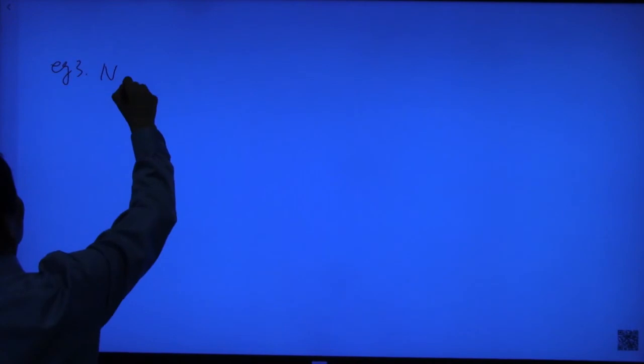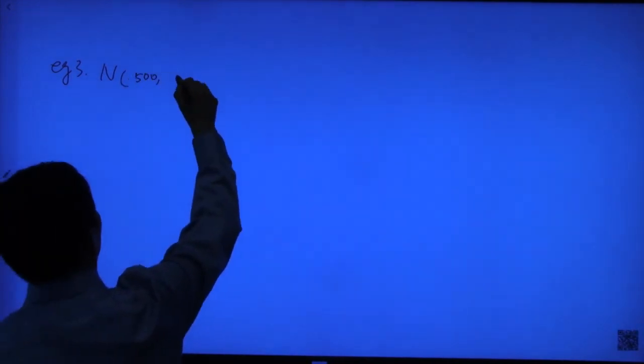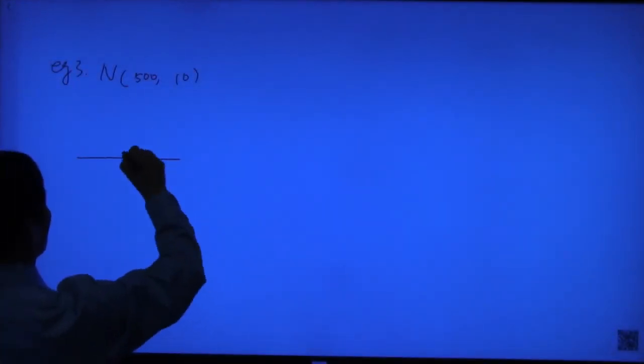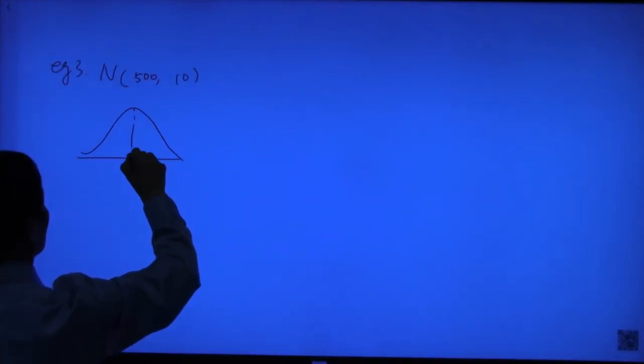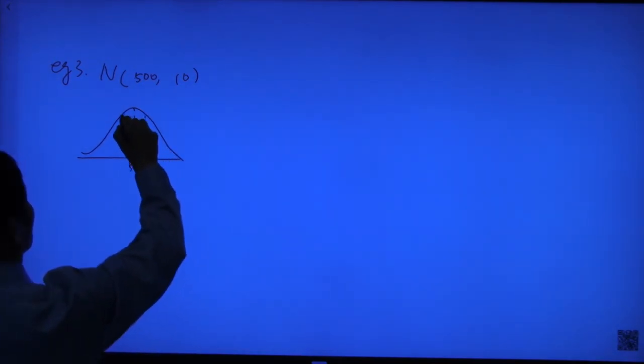Example 3, inverse normal distribution. Let me make another one. Suppose again, normal distribution, the mean equals 500, standard deviation equals 10. If we draw the picture, it looks like this. This is the mean here, 500, and the standard deviation here.